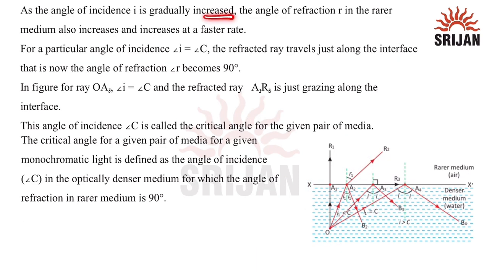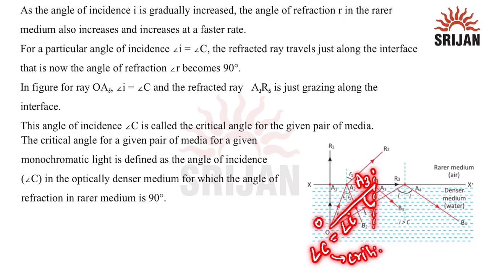As the angle of incidence I is gradually increased, the angle of refraction R in the rarer medium also increases, and increases at a faster rate. Now, for a particular angle, that is the critical angle, when I becomes equal to the critical angle, the refracted ray travels just along the interface, and the angle of refraction has become 90 degrees, as you can see in this ray diagram, right? Now, in figure OA3, angle I is equal to angle C, where C is the critical angle.